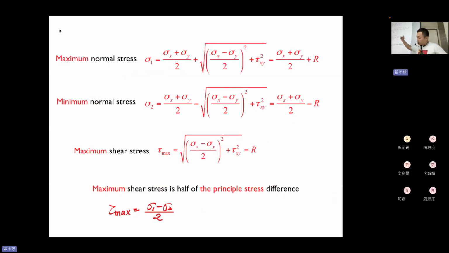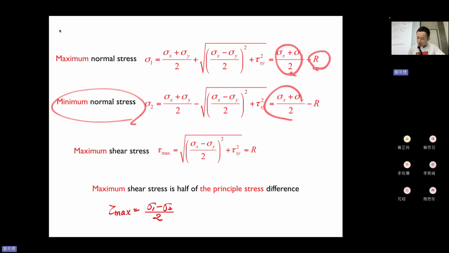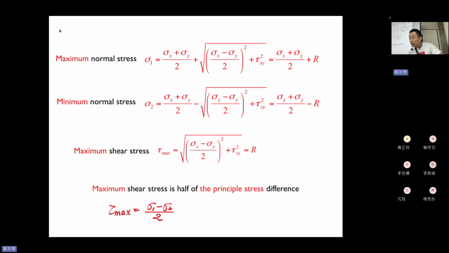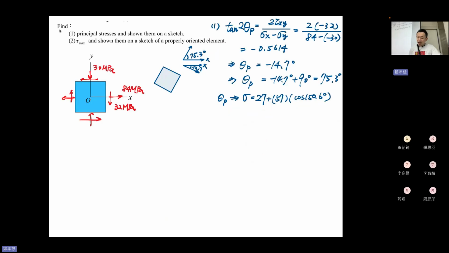Okay, so the summary is really important here. Maxima: average plus R. Minima: average minus R. Maximum shear stress: R itself. Okay, and tau max is actually sigma 1 minus sigma 2 divided by 2. You can just sum them up together and then divide by 2, and it will become R. Okay, and then yesterday we finished, we ended at this procedure.